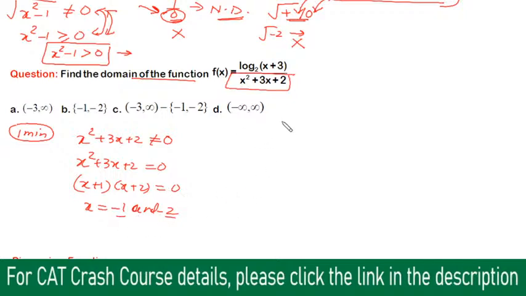So out of all the real numbers, we have to deduct minus 1 and minus 2. ठीक है, इनको अपने को डिडक्ट करना होगा so that the denominator should be a non-zero number, right?